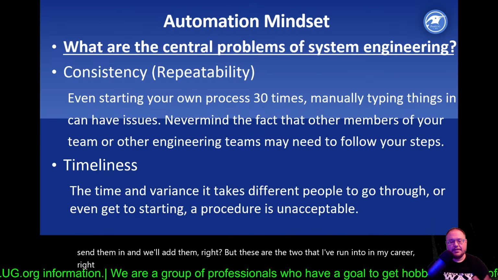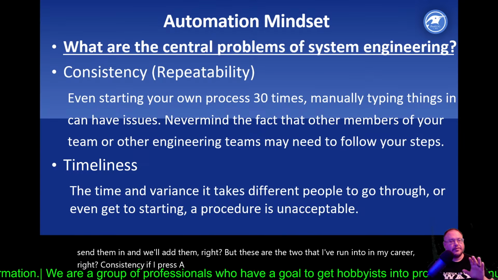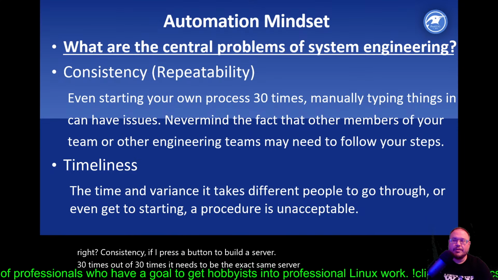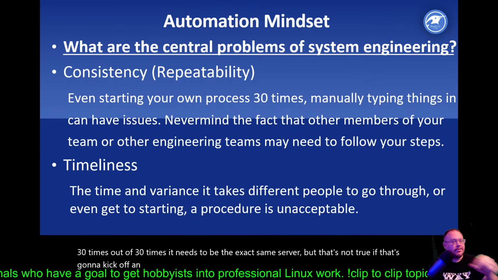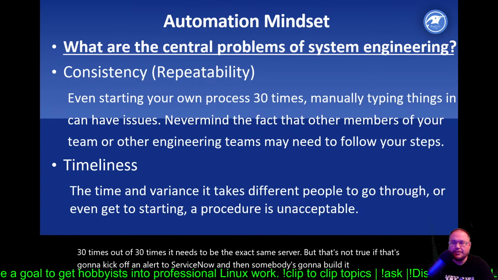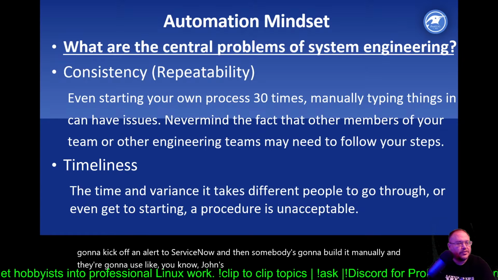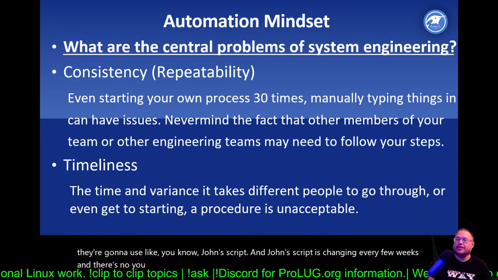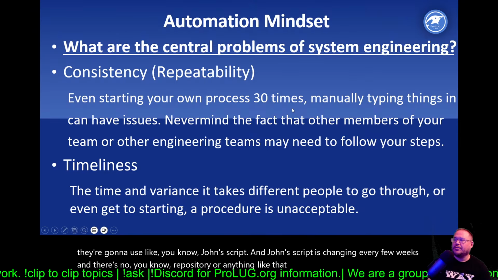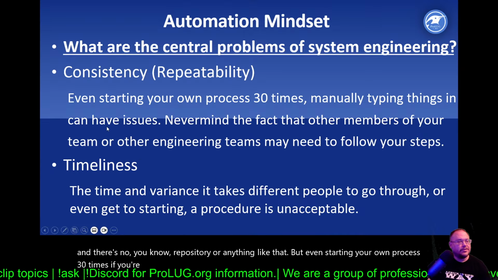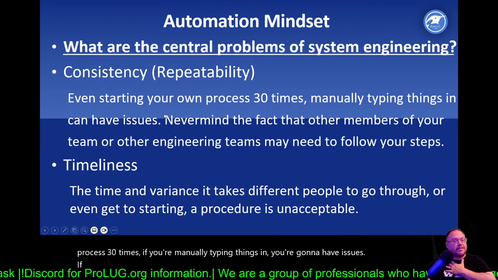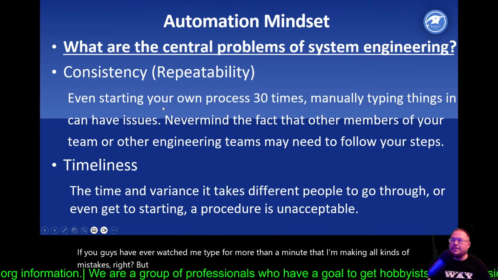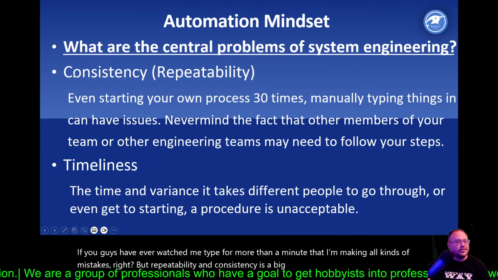Consistency. If I press a button to build a server, 30 times out of 30 it needs to be the exact same server. But that's not true if that's going to kick off an alert to ServiceNow and then somebody builds it manually, using John's script, and John's script is changing every few weeks, and there's no repository or anything like that. Even starting your own process 30 times, if you're manually typing things in, you're going to have issues. If you've ever watched me type for more than a minute, you know I'm making all kinds of mistakes, right? But repeatability and consistency is a big problem in systems engineering, especially when you try to do things by hand.